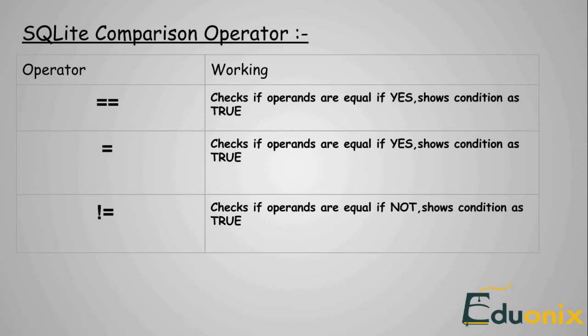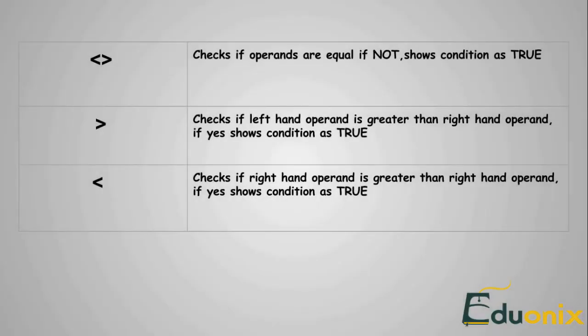Now, beginning with the comparison operators. Double equal to checks if the operands are equal. If yes, it shows the condition as true. Then single equal to checks if the operands are equal. If yes, it shows the condition as true. Then exclamation equal to checks if the operands are not equal, and then shows the condition as true. Then there are greater than and less than, which check if the operands are not equal. If not equal, it shows the condition as true.